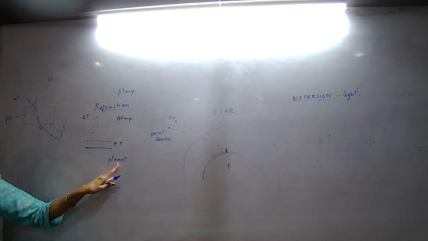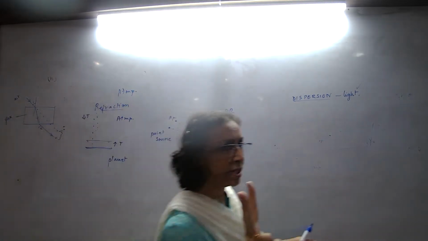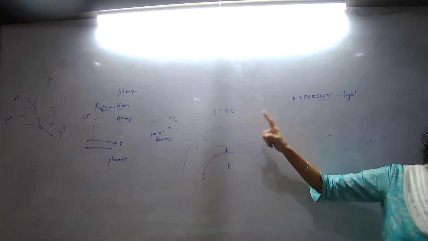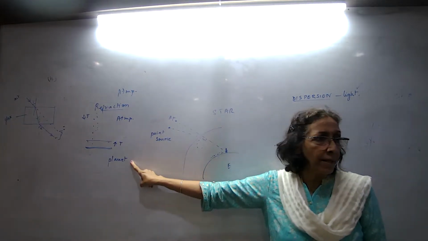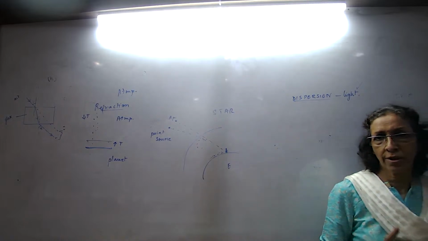Have you identified what I said? I've talked about two of the important processes which we actually see: why the stars are twinkling and why the planets are not twinkling. Both of them have got something to do with reflection or refraction.